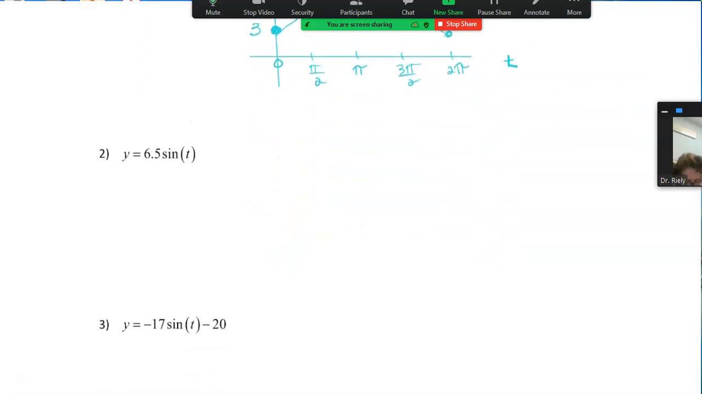This one is y equals 6.5 sine of t. So all that's changing here is that my amplitude is now 6.5. My d is not changed from 0, and my angles are not changed as well, and I'm also not flipping it. Okay, so let's start our sketch.